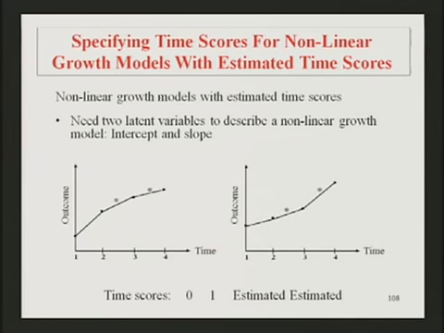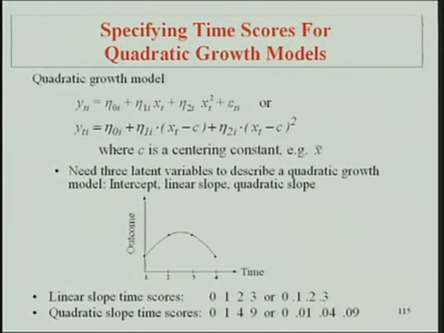So here's how you write the quadratic growth model. Then you have not only eta 0 and eta 1, but also eta 2. And the time scores are then squared for the quadratic term. Or, as is often useful, you center time by subtracting a centering constant. For instance, average time is a useful centering point. So C is the centering constant, the average of time, and you use the square of that for the quadratic.